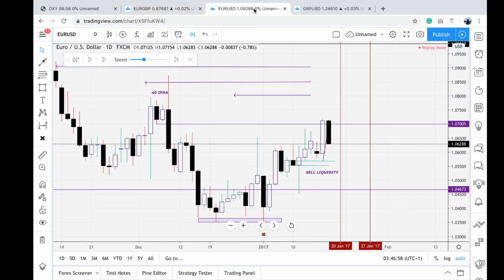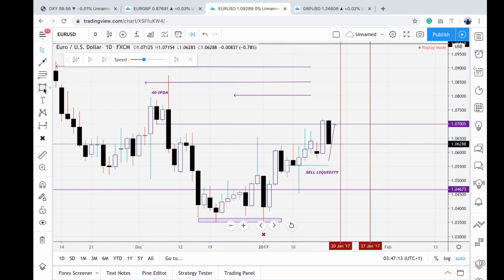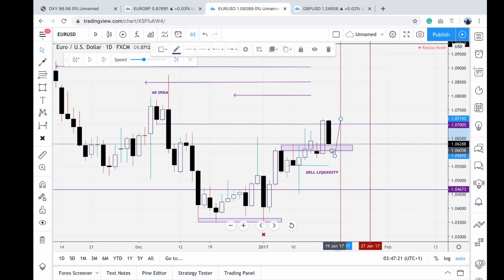For Euro dollar, if the DXY is actually going to be bearish for Euro dollar, we have a bearish order block off this level. Let me actually use this as a zone. We have a bearish order block off this level. So we could see potential bullishness from this zone. Potential buying moves could come from this zone.